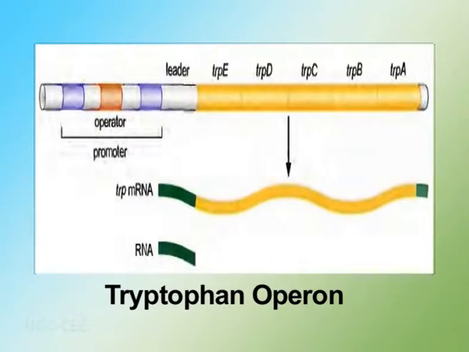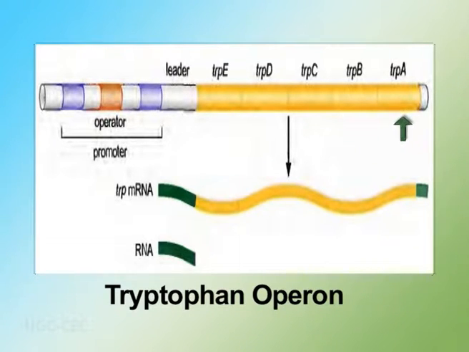Anabolic operon means the enzymes which are synthesized in tryptophan operon are actually involved in the synthesis of tryptophan. It means when the cell is depleted of tryptophan, only then the operon should be switched on and all the enzymes should be involved in synthesis of tryptophan. So it comprises 5 structural genes: TrpE, TrpD, TrpC, TrpB and TrpA.